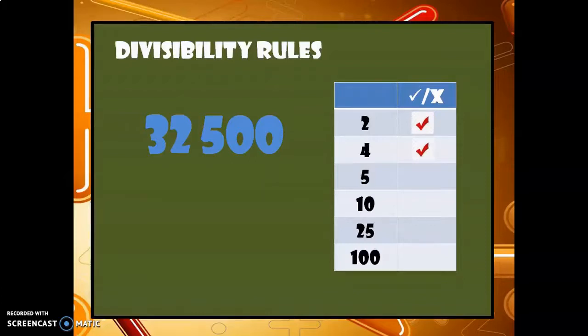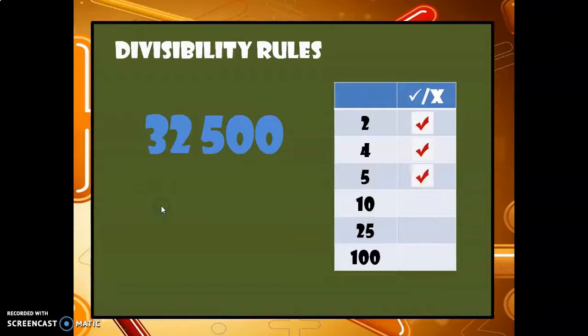Since the last two digits are both 0, you can look at the third digit, which is 5, and you could say that if you divide 500 by 4, there's no remainder. Therefore, 32,500 is also divisible by 4. Okay, there you go. What about divisible by 5?